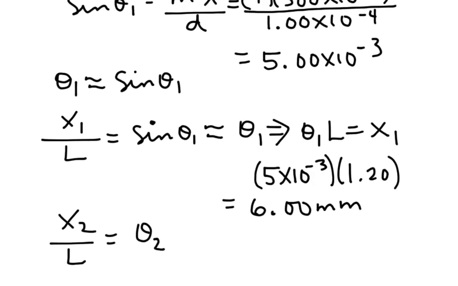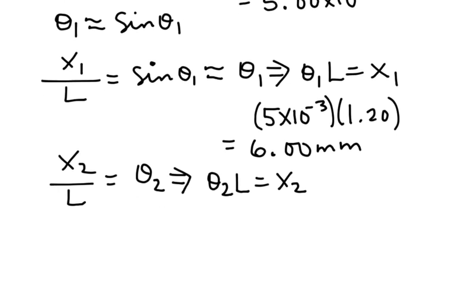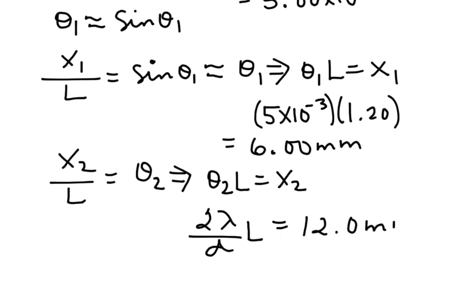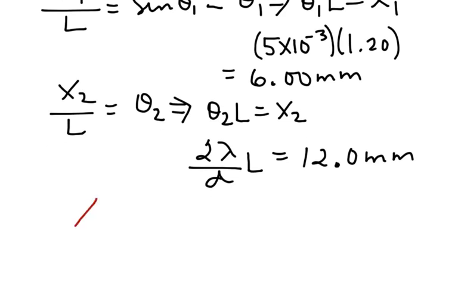Now, for the second order, then we're going to have x sub 2 over L is equal to theta 2. So, in other words, I will have theta sub 2 L is equal to x sub 2. I'm using the formula above. Now we have a second order, so we're going to have 2 lambda over d times L, and that ends up being 2 times the above number, or 12.0 millimeters. So when we subtract those two values, if we take the x2 minus x1, we get an answer of 6.0 millimeters.